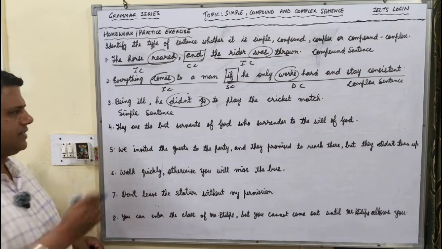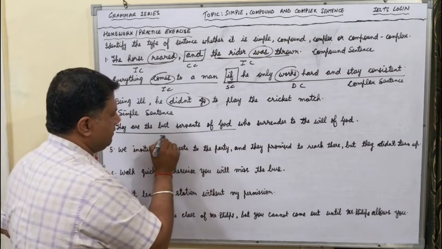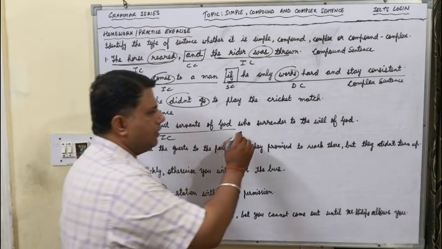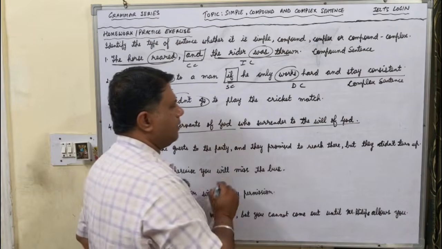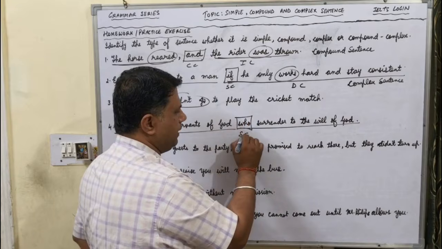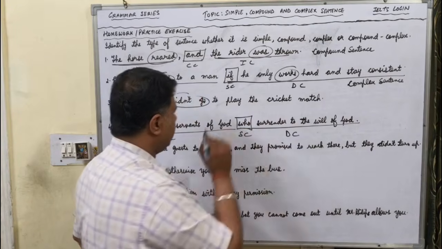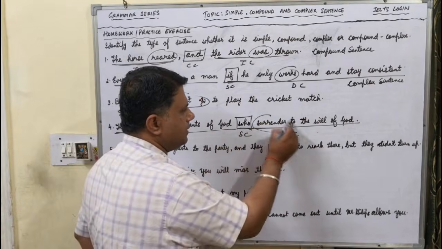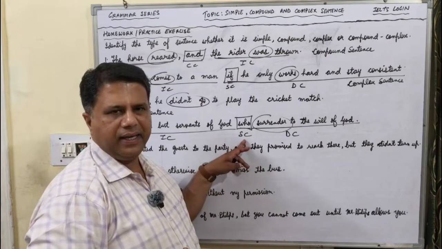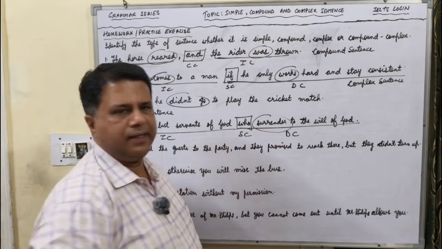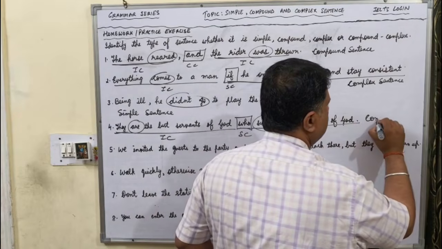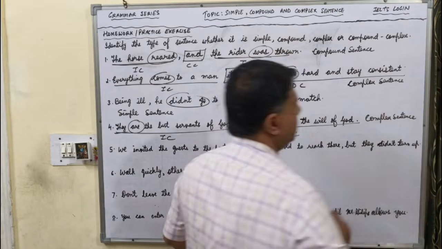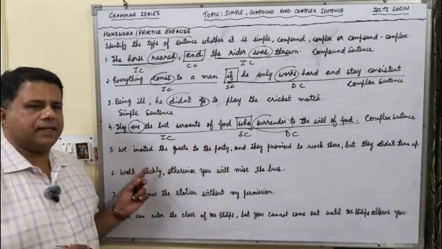Now look at the fourth sentence. They are the best servants of God, an independent clause, who surrender to the will of God. Who is the subordinating conjunction, and this is the dependent clause. This is the independent clause. Are is the tense element. Surrender is the tense element. If a subordinating conjunction is there, the answer is complex sentence.